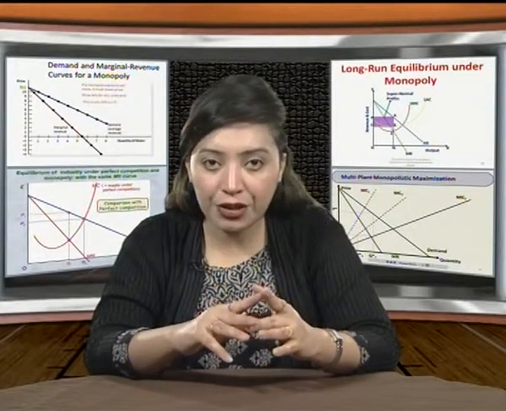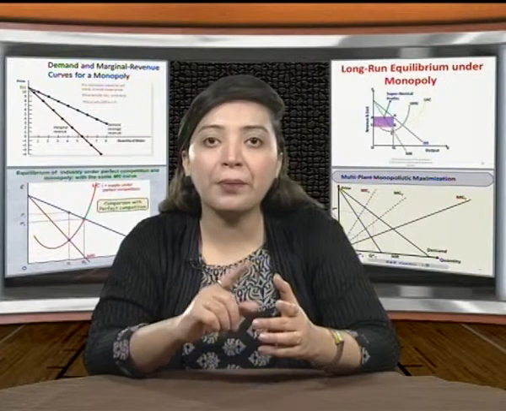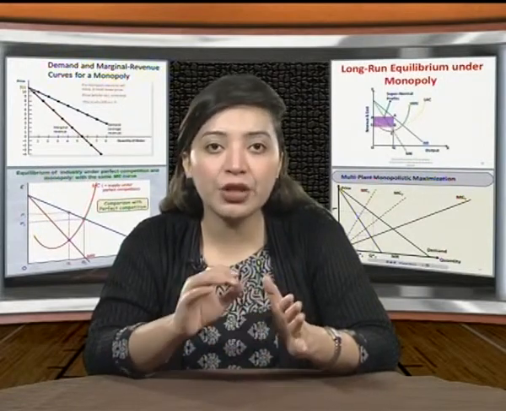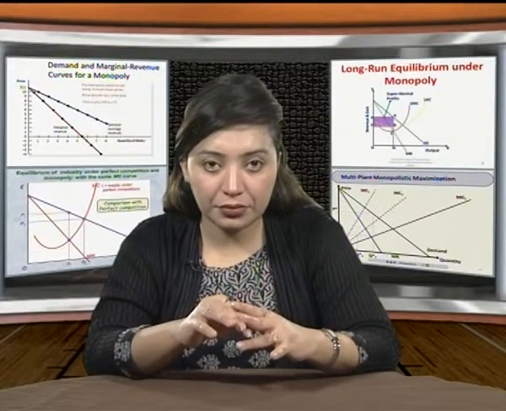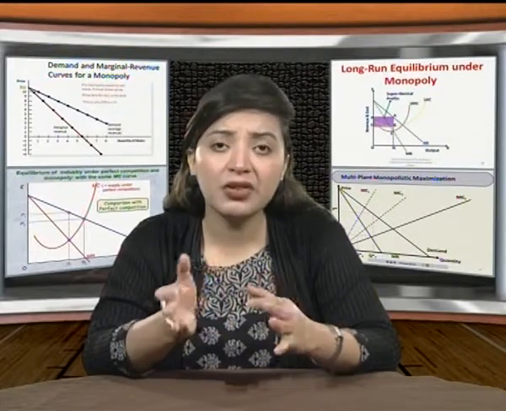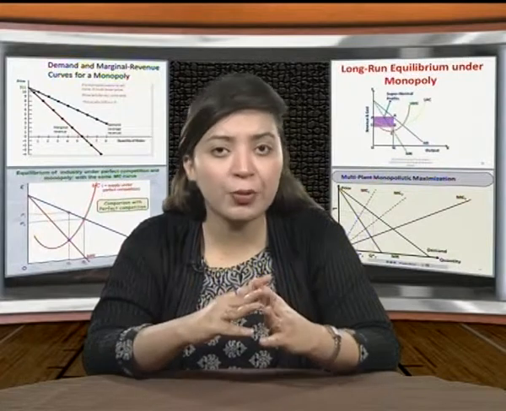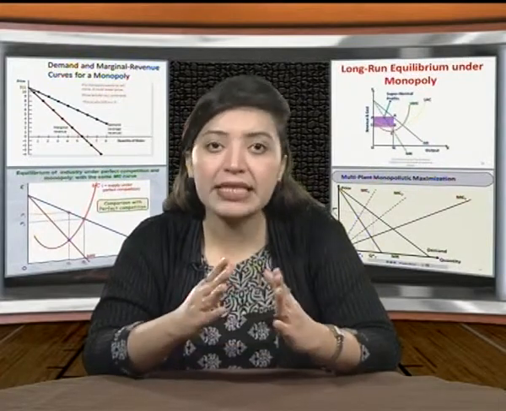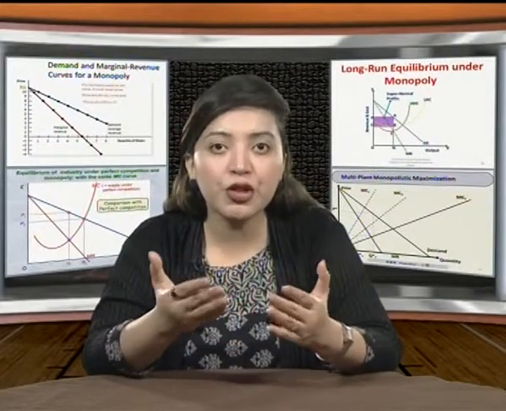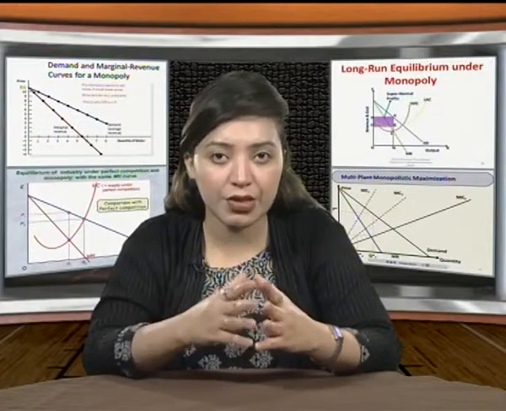Under perfect competition, if firms in the short run are making profits above normal, new firms will enter the industry to compete away the profits. But under monopoly, the firm continues earning supernormal profits even in the long run, since there are strong barriers to the entry of new firms in the monopolistic industry.